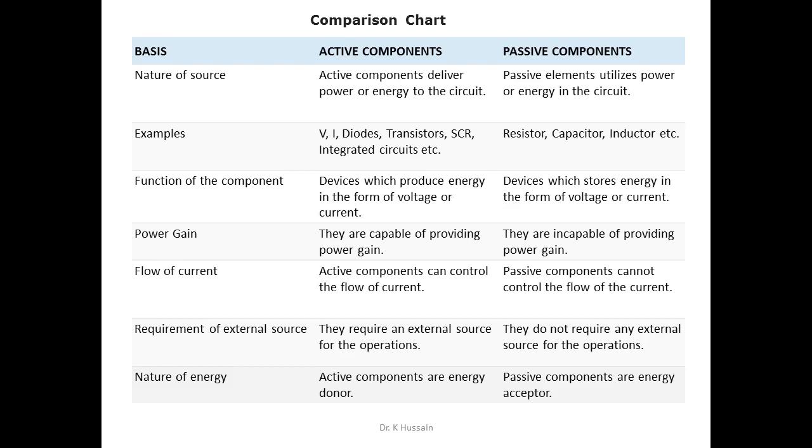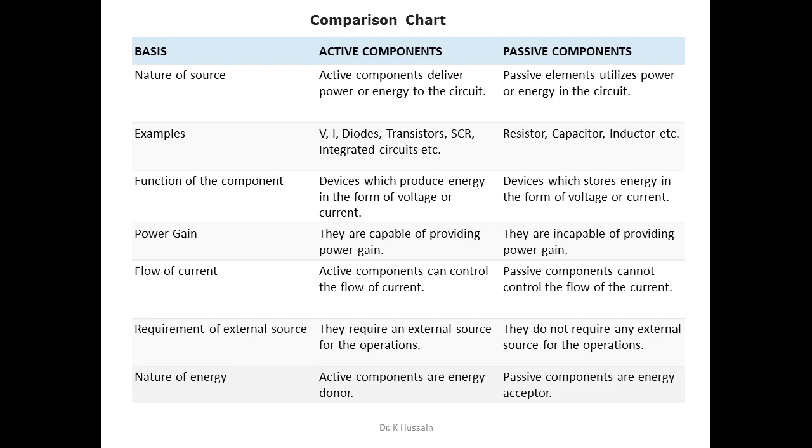In the case of passive elements, resistor, capacitor, and inductor, these are mainly used for electrical circuits. These three are passive elements. Active components are devices which produce energy in the form of voltage or current. But passive components are devices which store energy in the form of voltage or current.